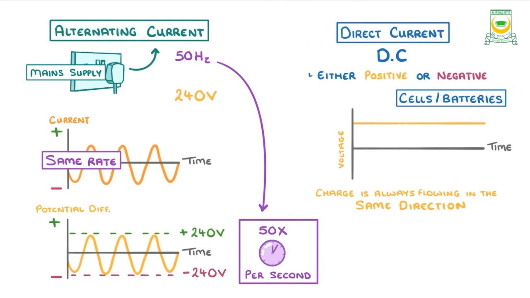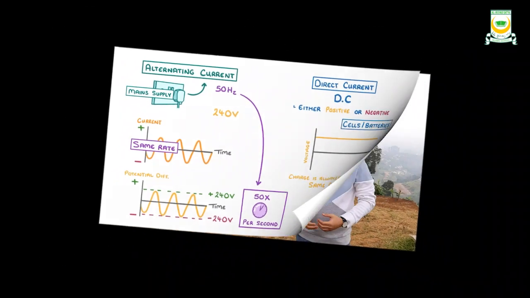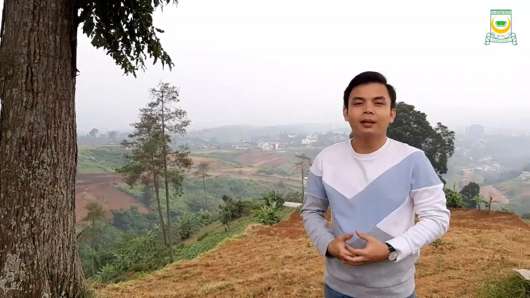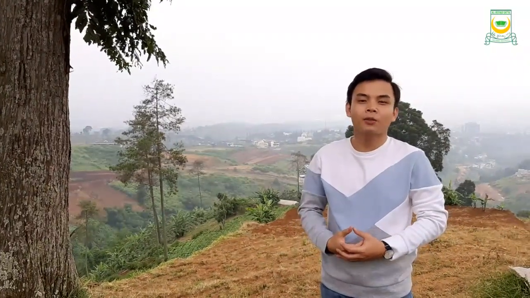Now, what about the device that can detect the presence of the current? We use the oscilloscope. This device will measure the characteristics of alternating current. So we can get the fluctuating graph, and also the straight line for direct current.